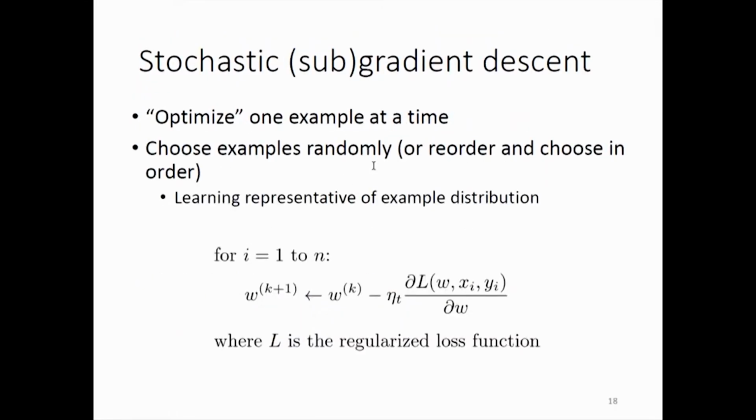So, this is gradient descent or subgradient descent. This is your gradient, and this is the stochastic gradient descent. So, what is the difference?